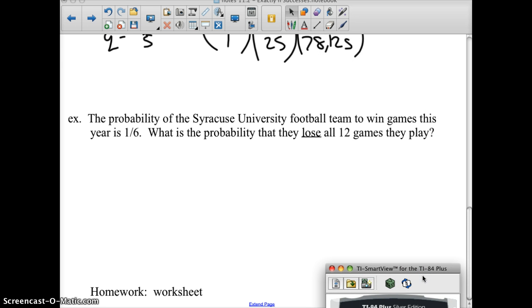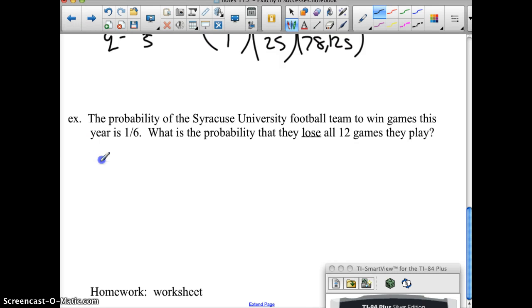All right, the probability of the Syracuse University football team to win games this year is 1/6. What is the probability that they lose all 12 games that they play? All right, so N, R, P, Q. And this is one of the ones where there's just a couple ways to do this problem. It depends on what you want to consider a success. Maybe you hate Syracuse University football and you want them to lose all 12 games. That would be a success for you. So we'll do it that way.